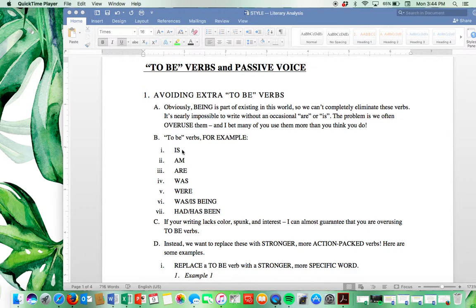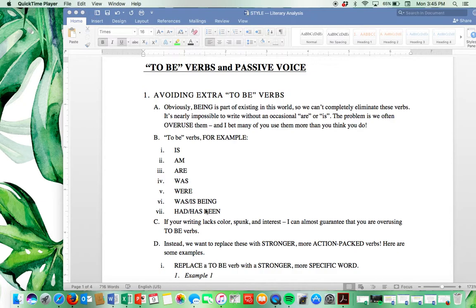But words that sort of fall in this category are am, are, were, was, being, had been, those kinds of verbs. They're very colorless and they're very boring. Now, obviously, being is a part of existing in this world, so we can't completely eliminate these verbs. It's nearly impossible to write without the occasional are or is. The problem is we often overuse them, and I bet a lot of you use them more than you think you do. So I want to bring it to your attention because these are words that you can actually just do a text search for and delete them.